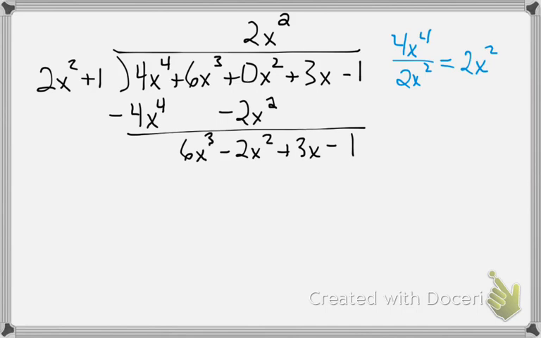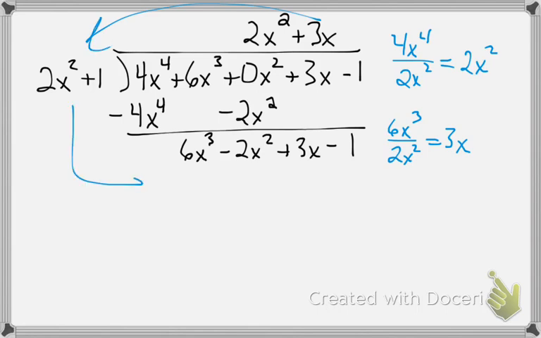All right. Lather, rinse, repeat. 2x squared goes into 6x cubed 3x times. Are you guys all okay with that? Again, if you want to show it on the side, 6x cubed divided by 2x squared gives me that 3x answer. Then that 3x gets multiplied through the divisor, 2x squared plus 1, and we get 6x cubed, and then we get 3x.